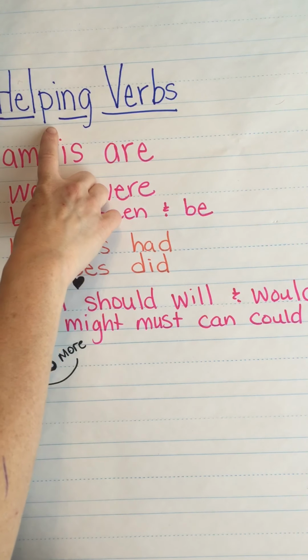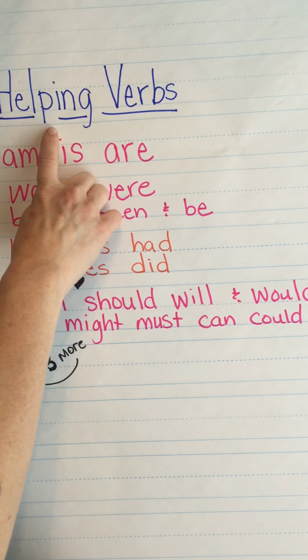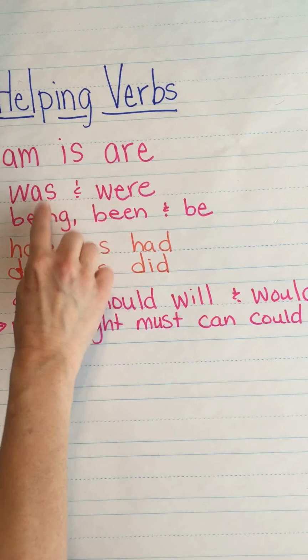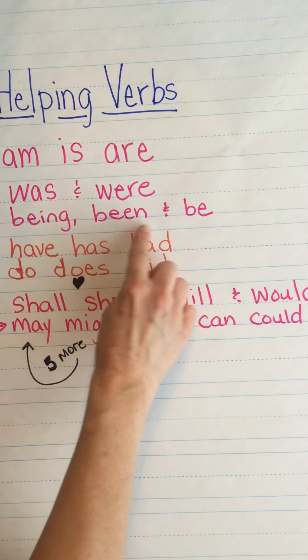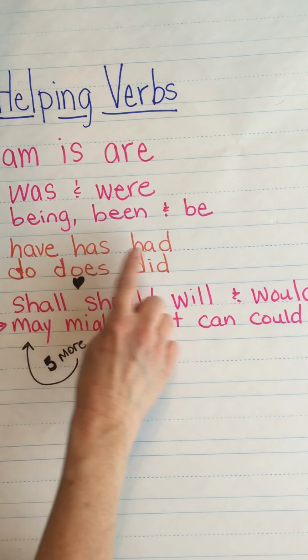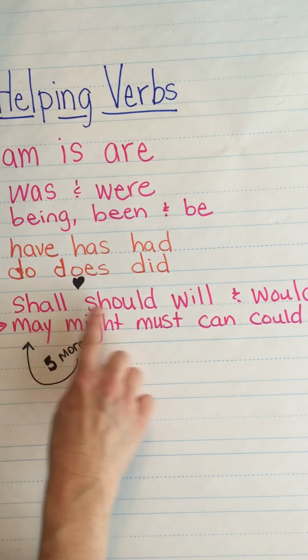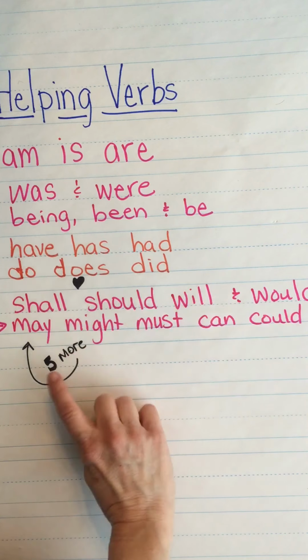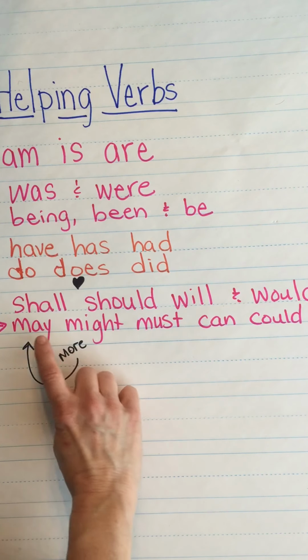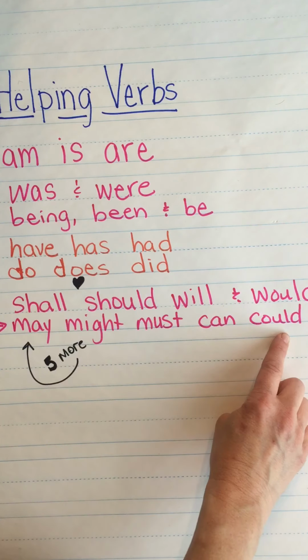Helping verbs, there are 23. Am, is, are, was, and were, being, been, and be. Have, has, had, do, does, did, shall, should, will, and would. There are 5 more helping verbs, may, might, must, can, could.